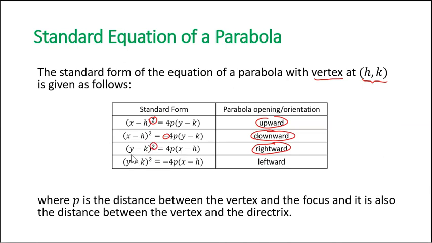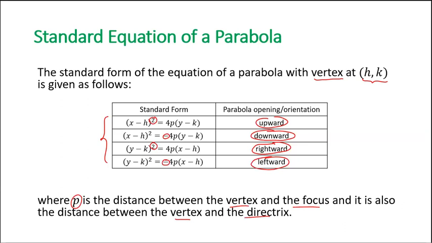If the parabola opens rightward, this time the variable y is squared. So the equation is the quantity y minus k squared equals 4 times p times the quantity x minus h. Similarly, for a parabola opening to the left, the standard form is the quantity y minus k squared equals negative 4 times p times the quantity x minus h. In this standard form, the variable p is the distance between the vertex and the focus, and it is also the distance between the vertex and the directrix.